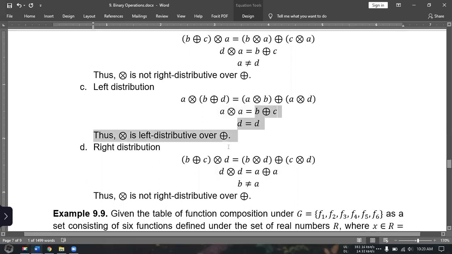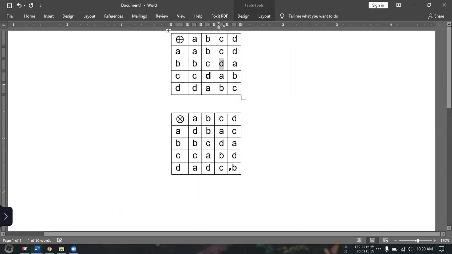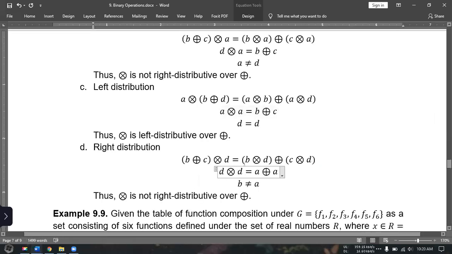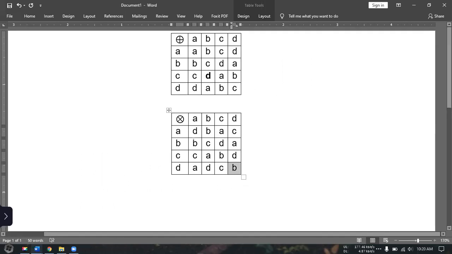And D times D. What is D times D? D times D is B. And on the right side, the product of BD plus the product of CD. BD is A, CD is B. And A plus D is D.